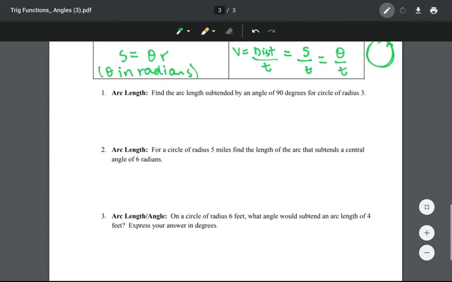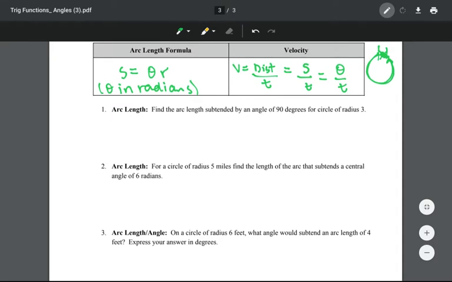Let's go ahead and look at some examples. Remember, the key is that that arc length is in radians. So we want to start by finding the arc length subtended or drawn out by an angle of 90 degrees for a circle of radius 3. So my circle is radius 3, 1, 2, 3, and I'm going to go ahead and draw out an arc length using 90 degrees. Well, first of all, s is theta times r, but theta needs to be in radians.